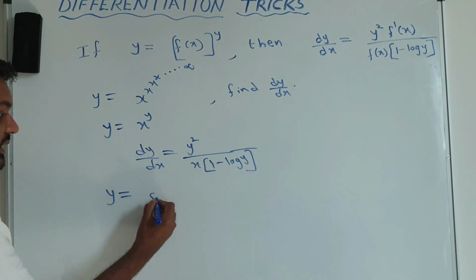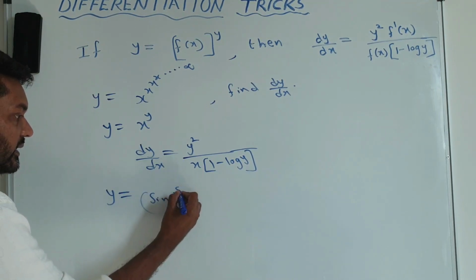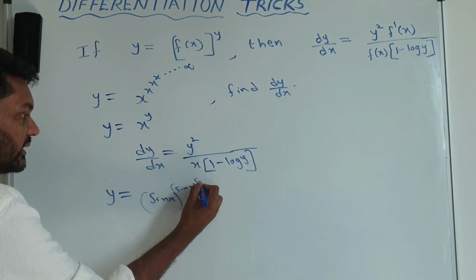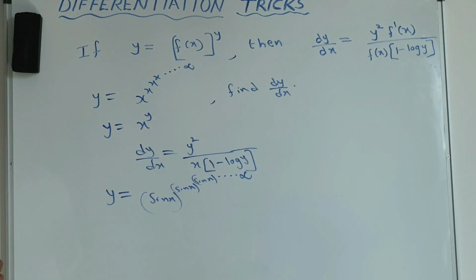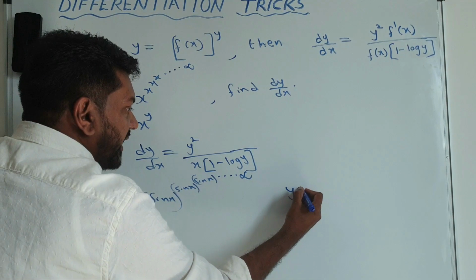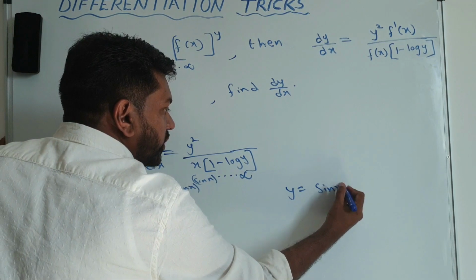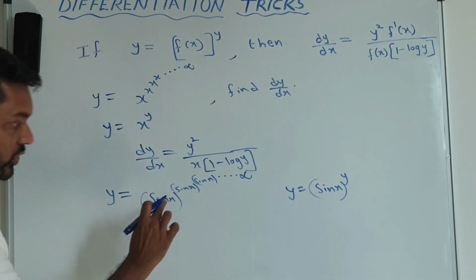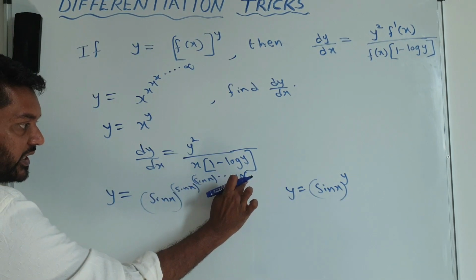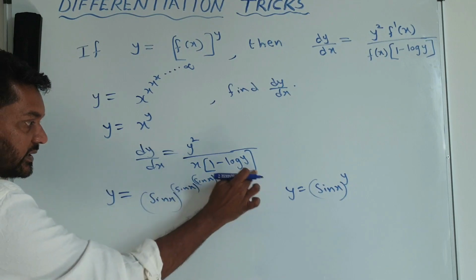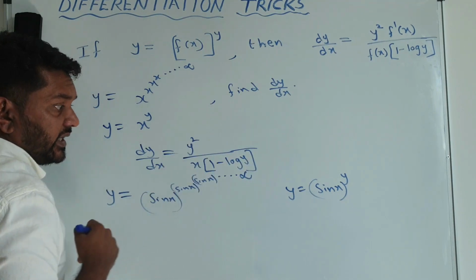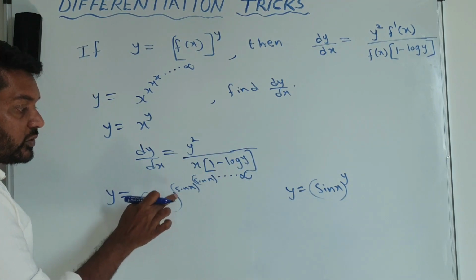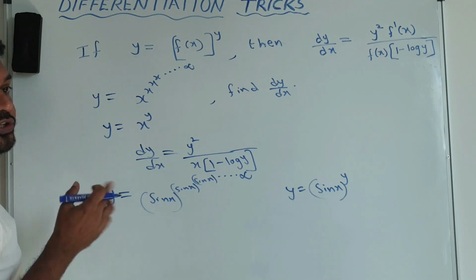y equals sin x to the power sin x to the power sin x up to infinity. So this you can write as y equals sin x to the power y. Because you look at this, up to infinity it is going, so this power is the same y itself. Up to infinity means a lot of terms are there. From that, if one small sin x part is missing also, no issue.